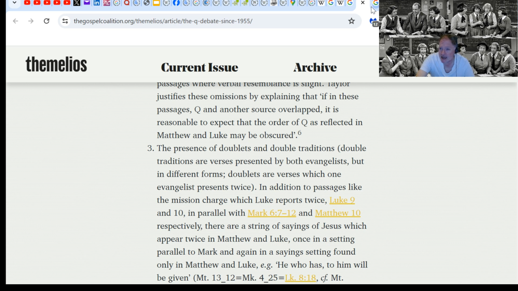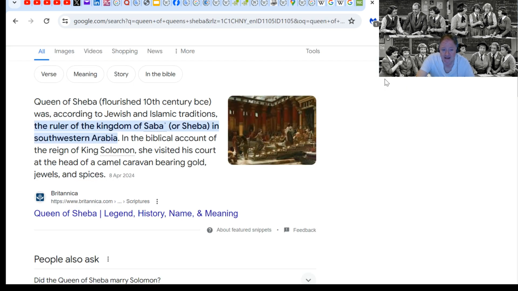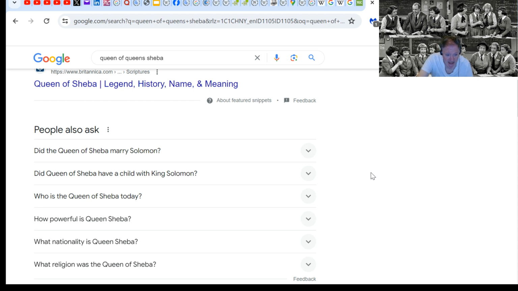Now another thing that came to mind thinking about Q is the idea of a queen of queens. And if you know your biblical background, the Queen of Sheba was presented as a queen of queens. Supposedly, the ruler of the kingdom of Saba, which would have been southwestern Arabia, but in fact has come to be associated with the kingdoms of Africa. And this will tie in later, so I'm going to spare talking about Solomon just yet.